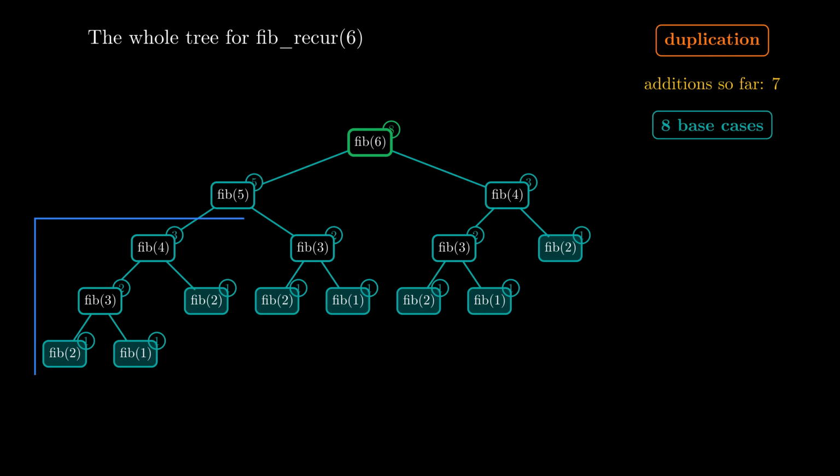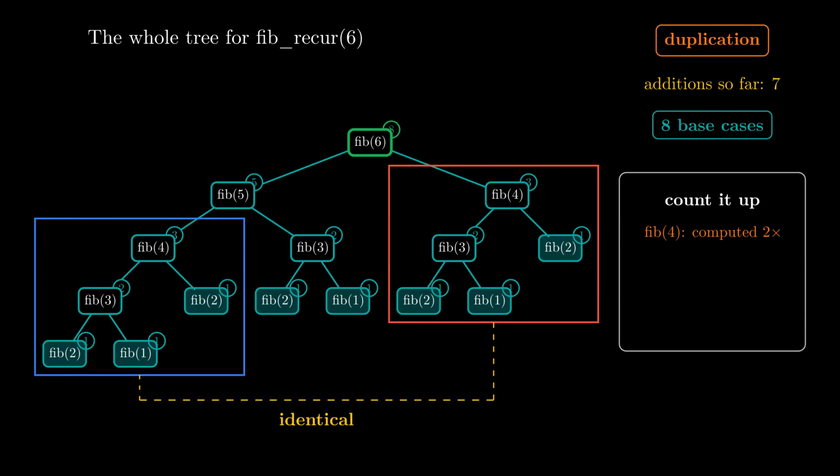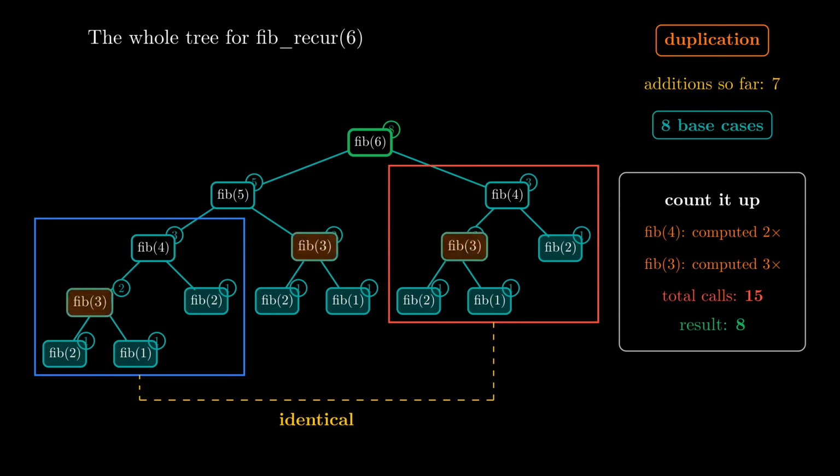On the way down the left side, we worked out Fibonacci of 3 and Fibonacci of 4. Then, exploring the right half, we recalculated both from scratch. The entire branch under the second Fibonacci of 4 is a copy of a branch we already computed. Count it up. Fibonacci of 4 is computed twice, Fibonacci of 3 3 times, and 1 call to Fibonacci of 6 calls, 15 calls in total, to produce the single number 8. The same work is done over and over.